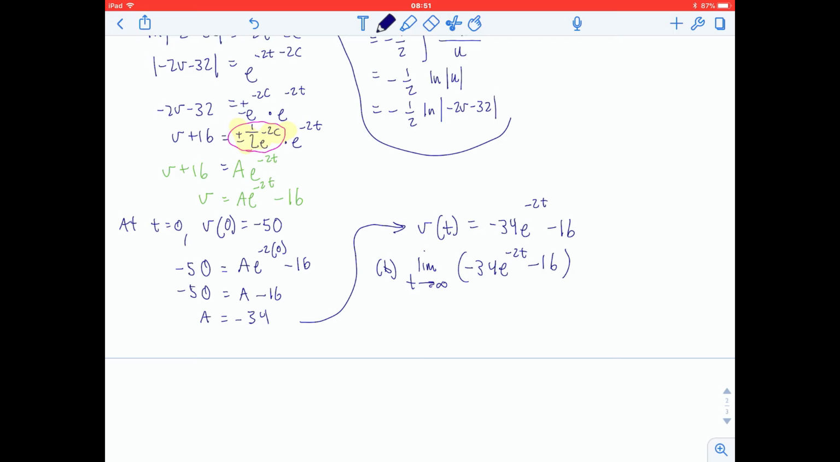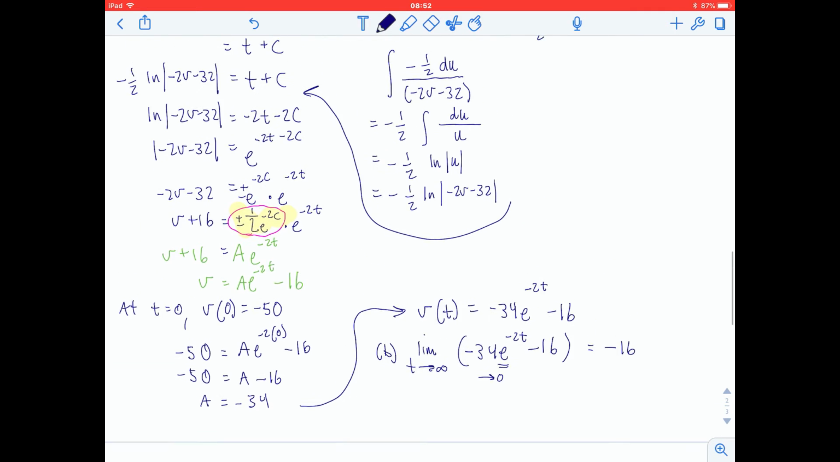So we could graph it, we could use our limit rules, we could also just know that the property of the exponential function here is that this function right here will tend to approach 0 as t approaches infinity. It gets smaller and smaller, which means that the limit as t approaches infinity is just going to be -16.